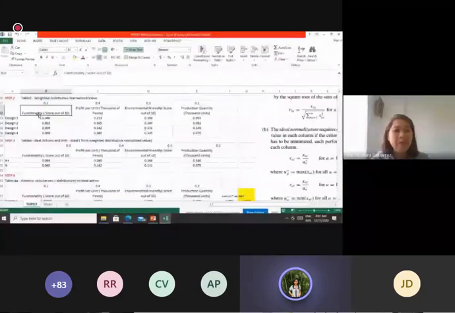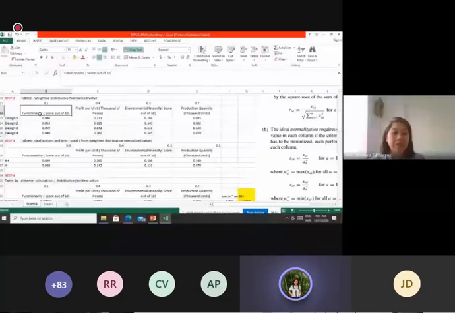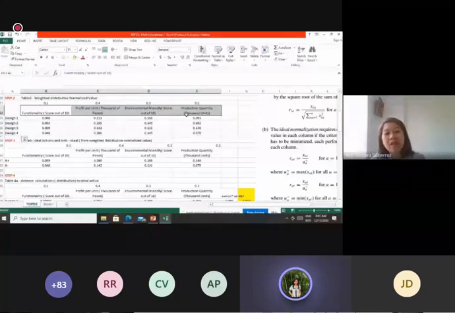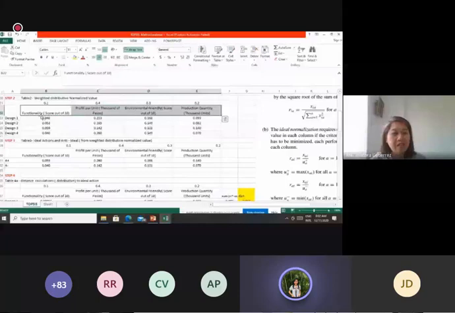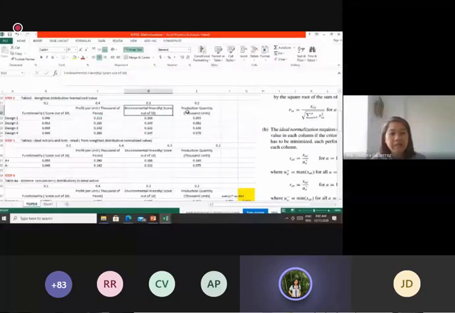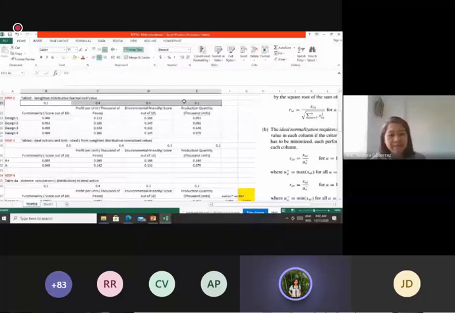Here, suppose a company is interested in developing a new design for their product, and they come up with this for final design, and they gave the preferences of the criteria. And these are the functionality, profit per unit, environmental friendly, production quantity with their weights. The weight should be total 1.0.